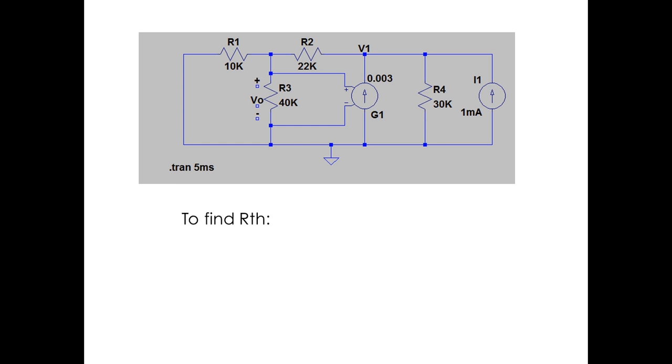To find RTH, 10 is in parallel with 40 kilo ohms, which results in 8 kilo ohms. So 8 and 22 kilo ohms are in series, which results in 30 kilo ohms. So on applying nodal analysis at node V0, we get 1 plus 3 V0 is equal to V1 by 30 plus V1 by 30, which is equal to V1 by 15.